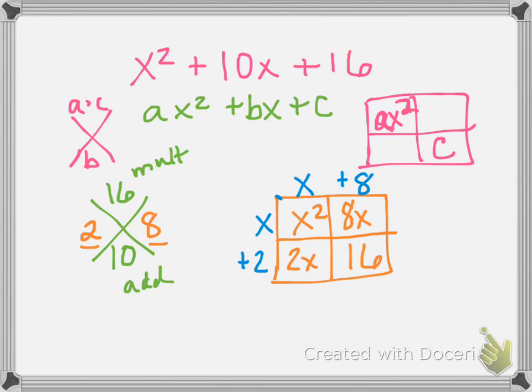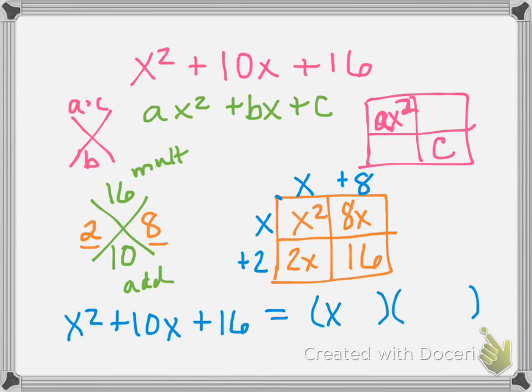So my answer then, I'm going to write the whole thing out. Here's what this trinomial, it's got 3 chunks to it, call it a trinomial, looks like before it's factored. And x plus 2 times x plus 8 is how it looks after it's factored.